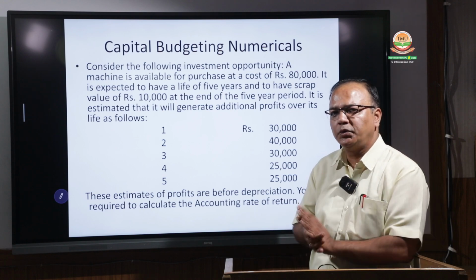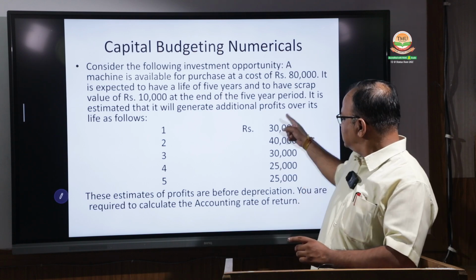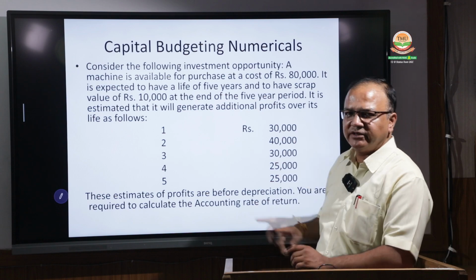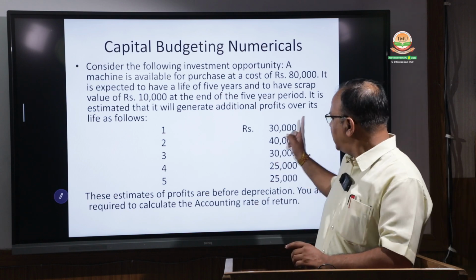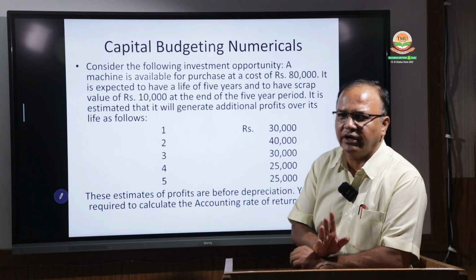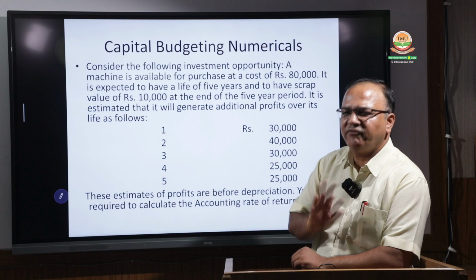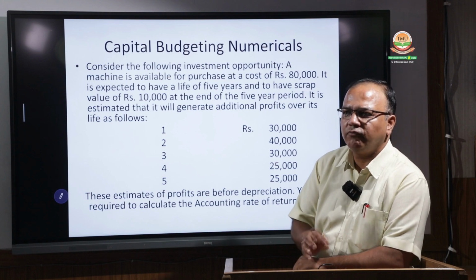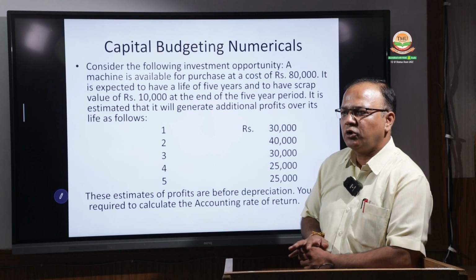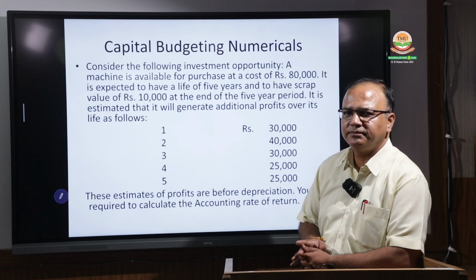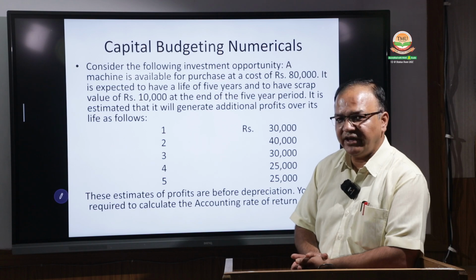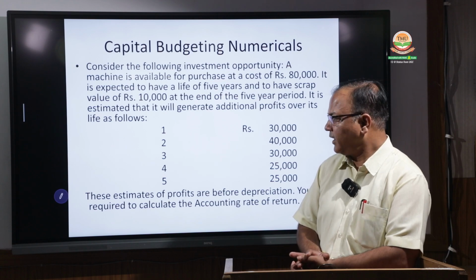Simply what I do, I sum up all the profits of the 5 years: 30 plus 40 plus 30 plus 25 plus 25 is 1,50,000. If we divide by 5, 1,50,000 by 5 will be 30,000 rupees. Average profit is equal to 30,000. Now, let's discuss the average investment.